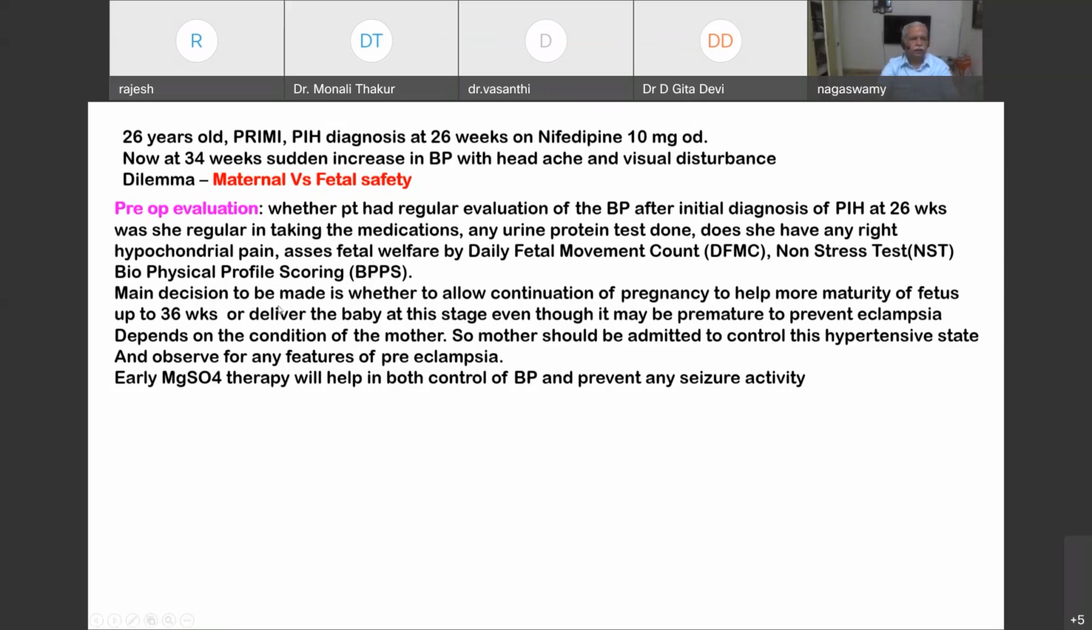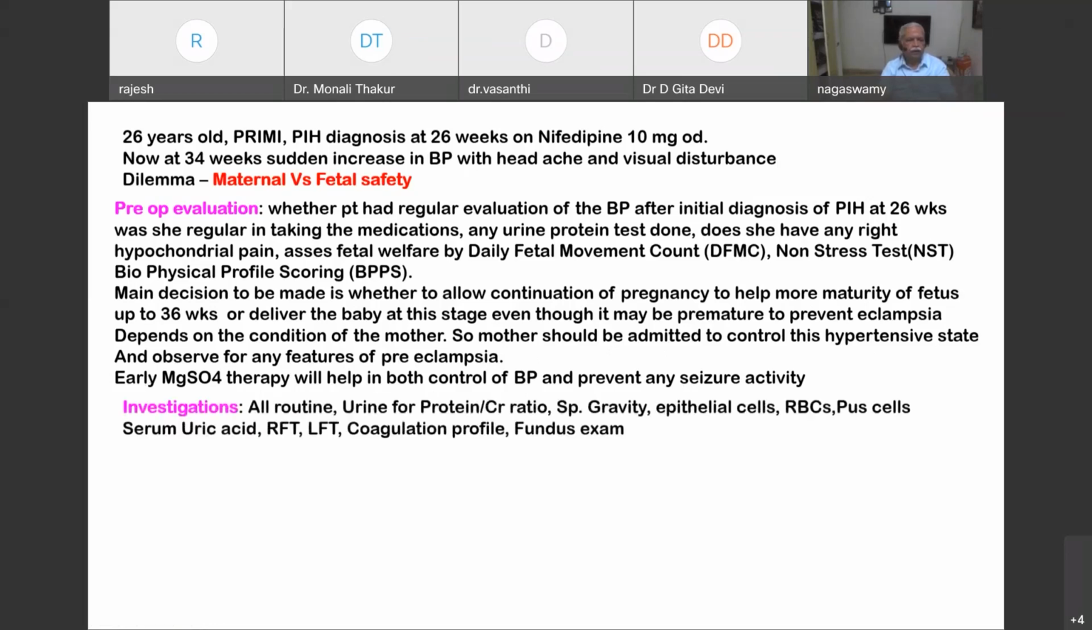So the main decision to be made is whether to allow the continuation of pregnancy to help more maturity of the fetus up to 36 weeks, or deliver the baby at this stage itself, even though it may be premature, to prevent pre-eclampsia in the mother. So it depends on the condition of the mother. The mother should be admitted to control this hypertensive state and observe for any features of pre-eclampsia. Early magnesium sulfate therapy will help both control the BP and prevent any seizure activity in the mother.